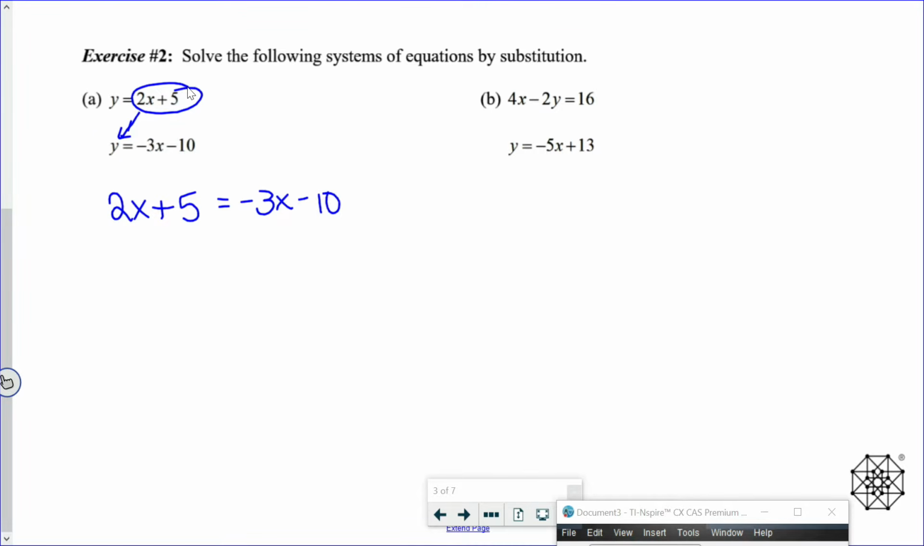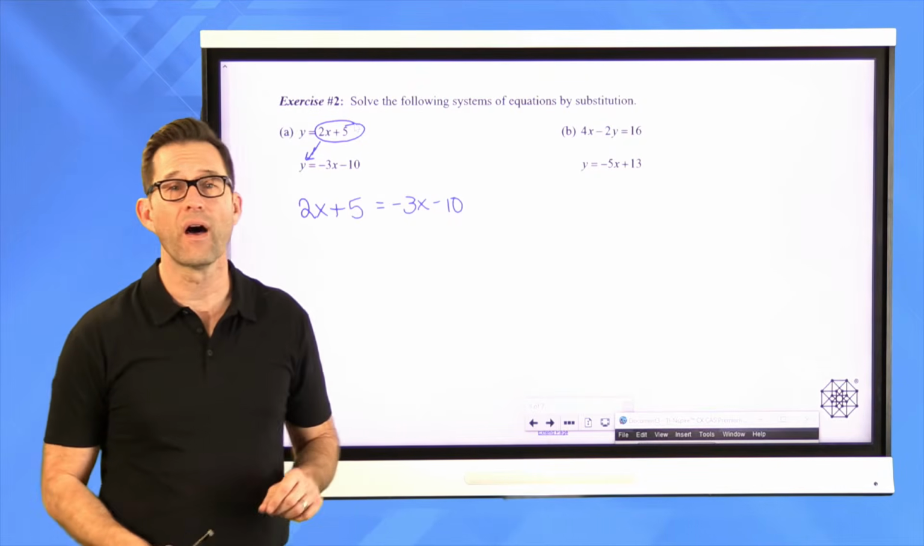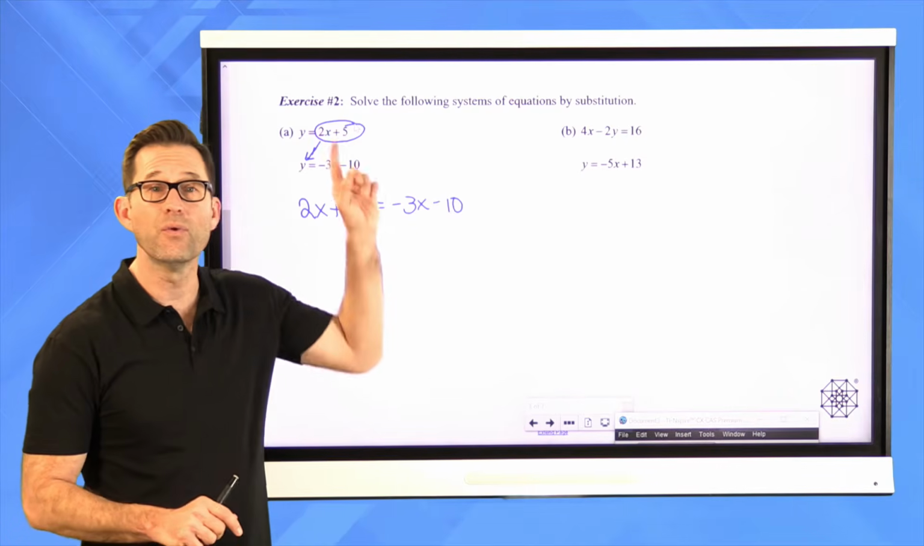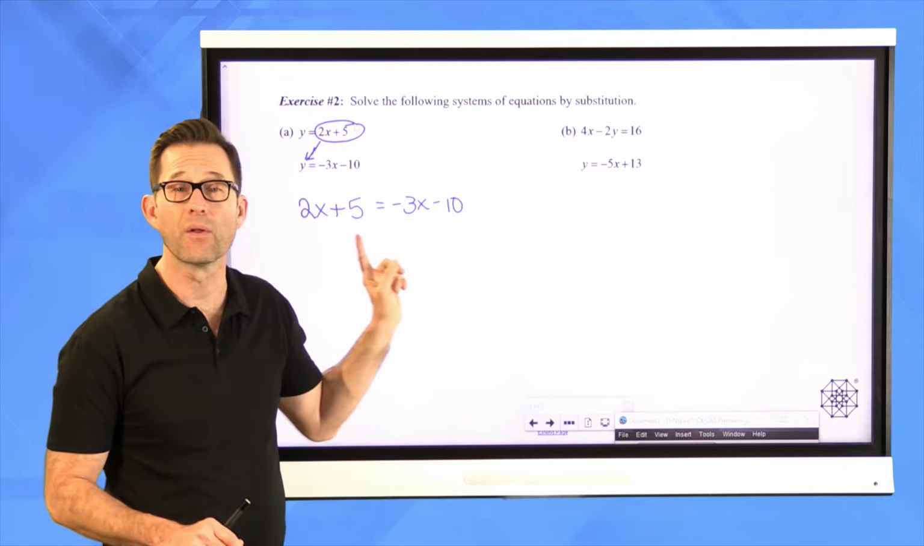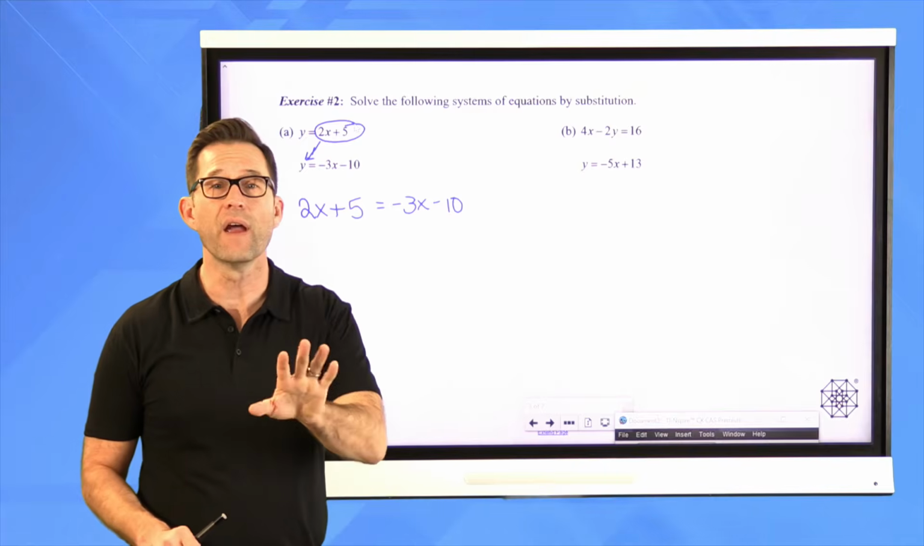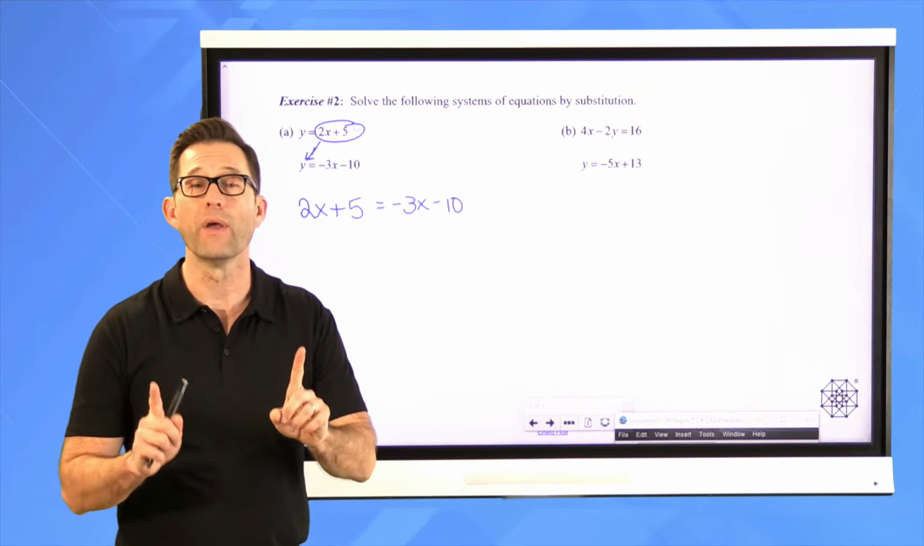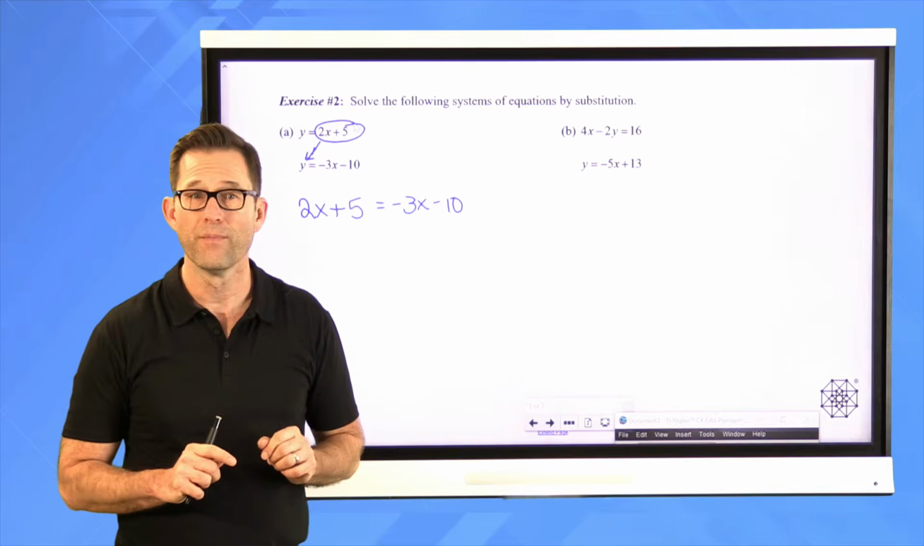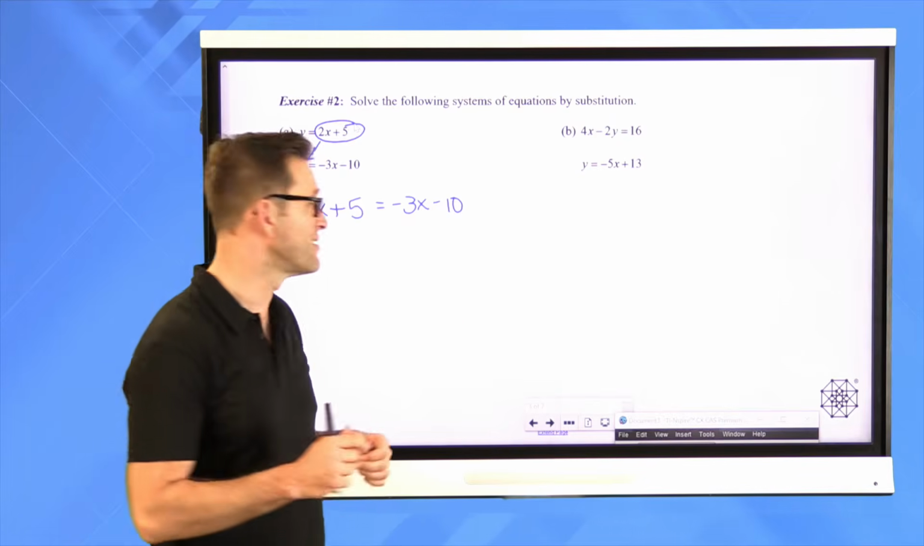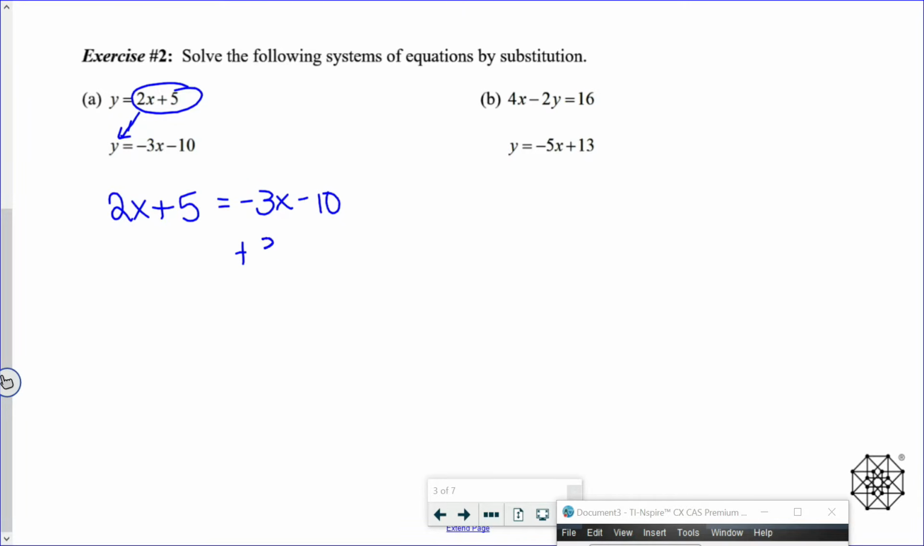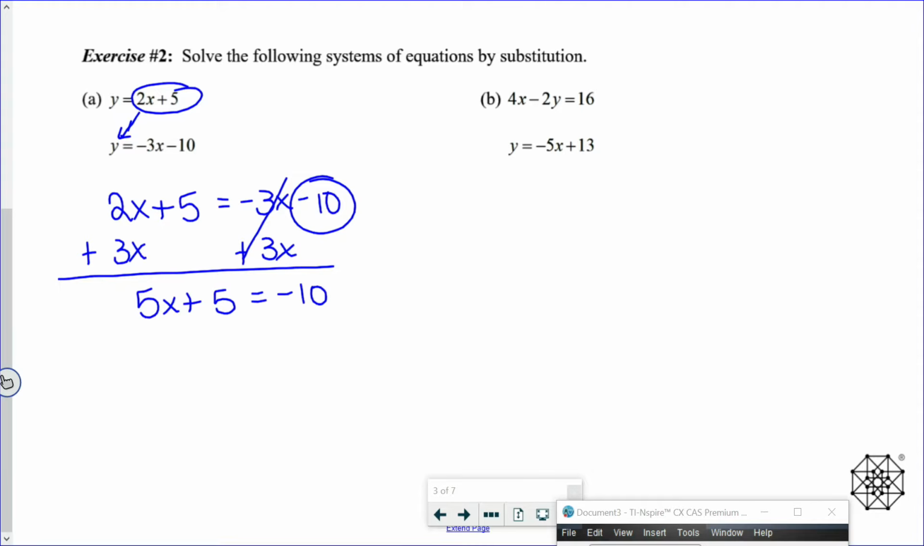Now what's really cool here is there's two things that have gone on that are very important. One, I've taken two equations and combined them into a single equation. The other thing that is very important is that I now have an equation with only one variable. And of course I can solve that. Let's do that together. I can solve this by maybe first adding 3x to both sides. When I do that on the left side, I get 5x plus 5. On the right side, those two cancel and I'm just left with negative 10. Be careful there.